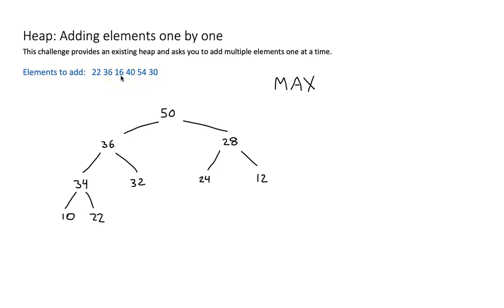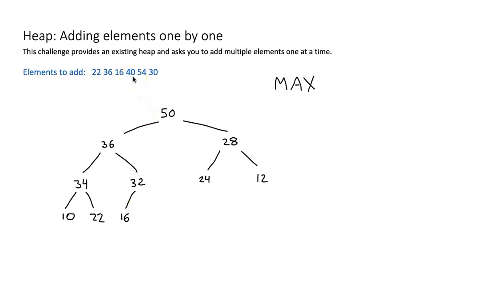And at this point, I encourage you, pause the video, try it yourself, press continue when you did it. So here, I'm going to show you how I'm going to add 16. I find the last row, find the next position. It's going to be right here. And now I need to check with the parent whether any swimming is necessary. The parent is already greater or equal to 16. So awesome, I'm done. Next element, 40.